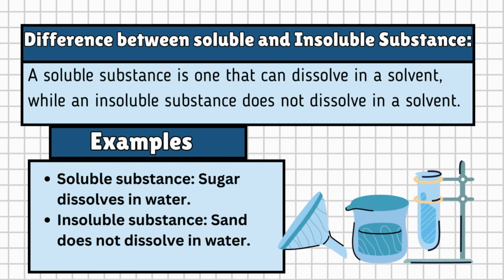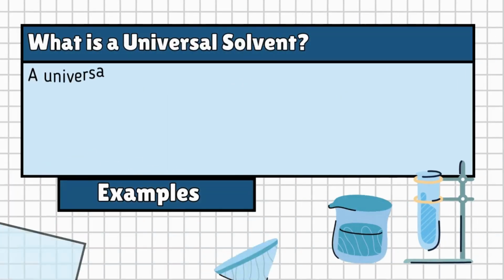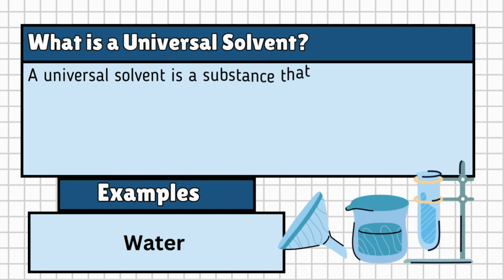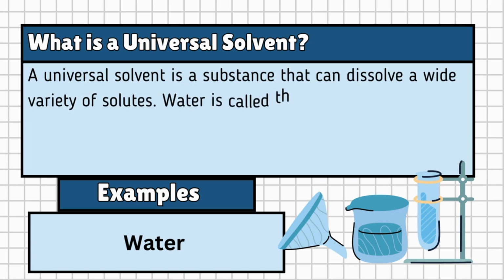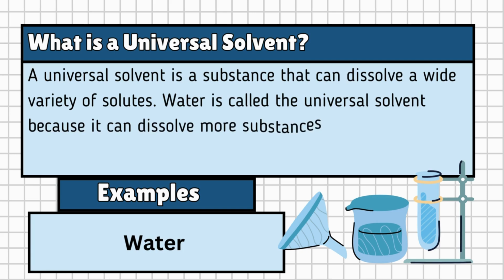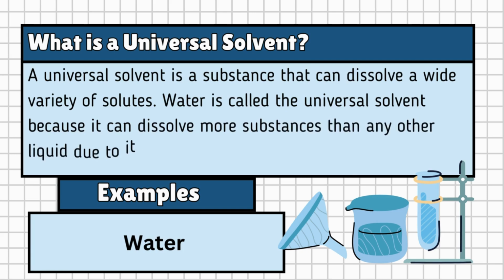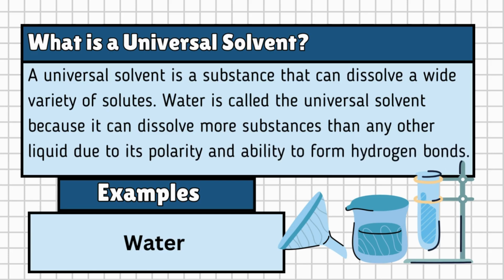Next question is about what is a universal solvent? A universal solvent is a substance that can dissolve a wide variety of solutes. For example, water is called the universal solvent because it can dissolve more substances than any other liquid due to its polarity and ability to form hydrogen bonds.